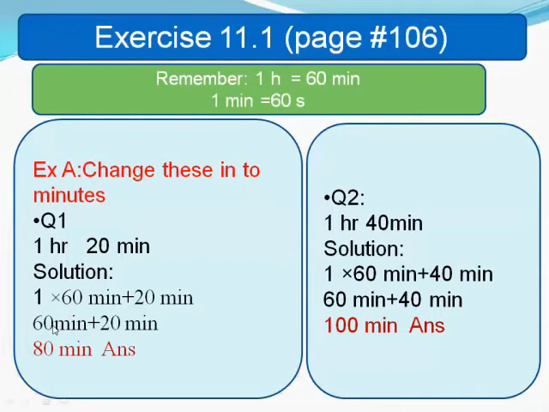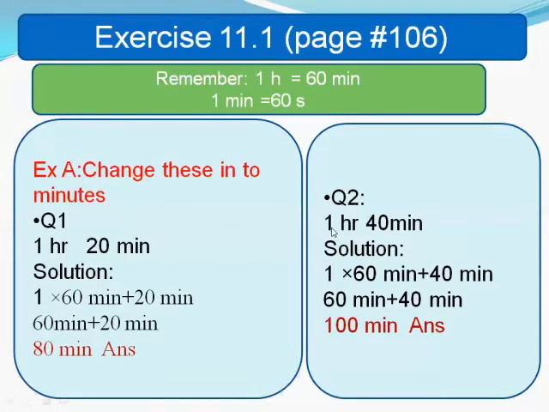It is equal to 60 minutes plus 20 minutes, which is a total of 80 minutes. It means 1 hour and 20 minutes is equal to 80 minutes. Now move to the next question. Question number 2 from the same exercise.